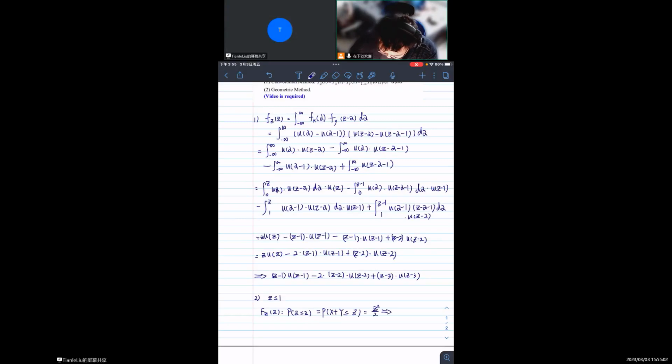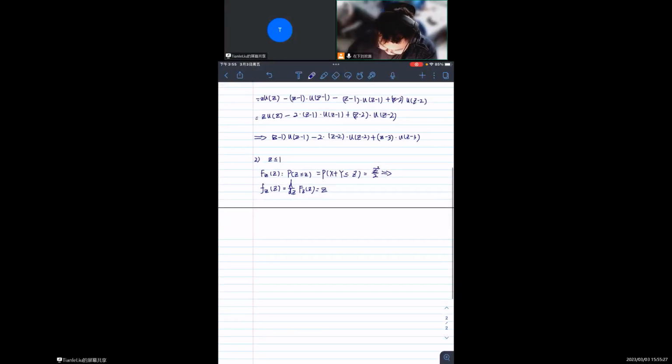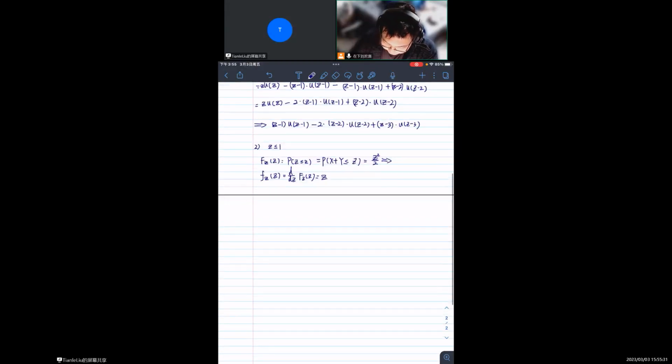And for this Fz, we can take the derivative to get the density fz, which equals z, because this one to this one is a derivative process. And then we need to calculate the second part.